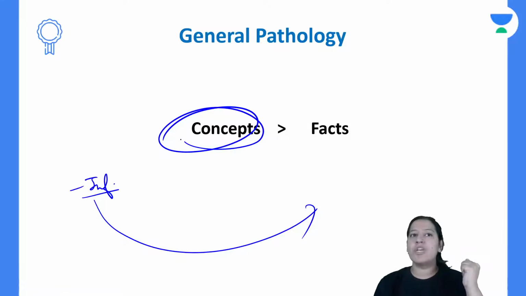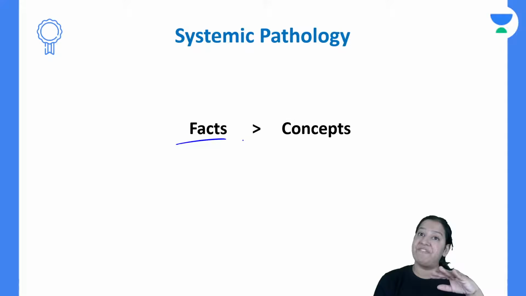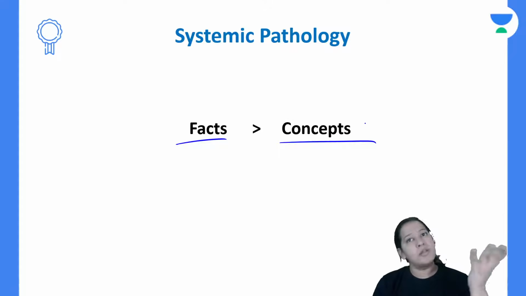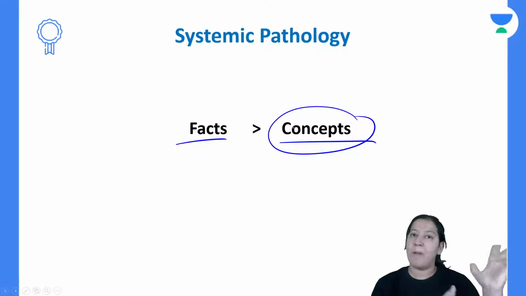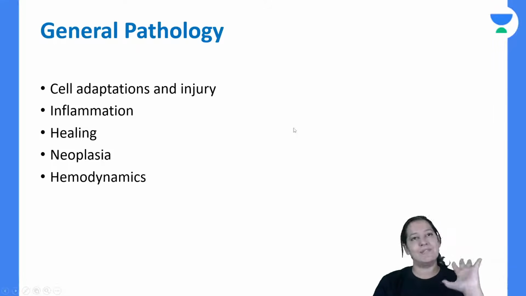So in general pathology, concepts are more important than facts. You have to understand it. And in systemic pathology, the facts are more important than concepts. Concepts you have already built in general pathology. You have to apply those concepts in systemic pathology. So once I teach you now, all these things will be clear to you.